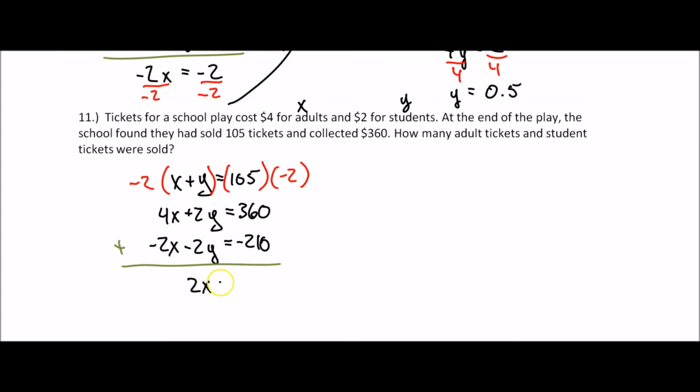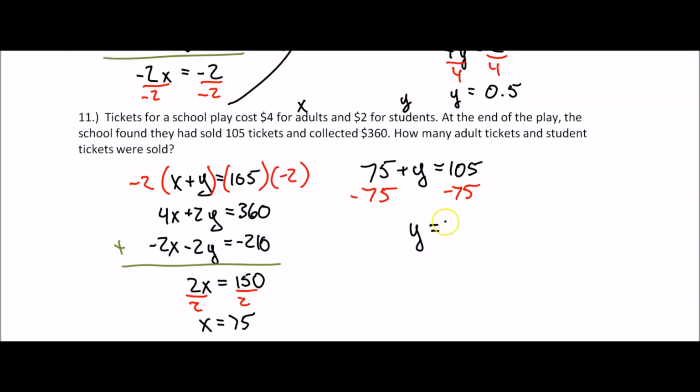So I end up with a 2x, the y's cancel out. Over here I get 150, and now I divide each side. So I find out that x equals 75, so there were 75 adult tickets sold. I need to plug this back into one of these equations. The top one's probably the easiest to figure out how many student tickets are going to be sold. So I subtract this and I get y equals 30.